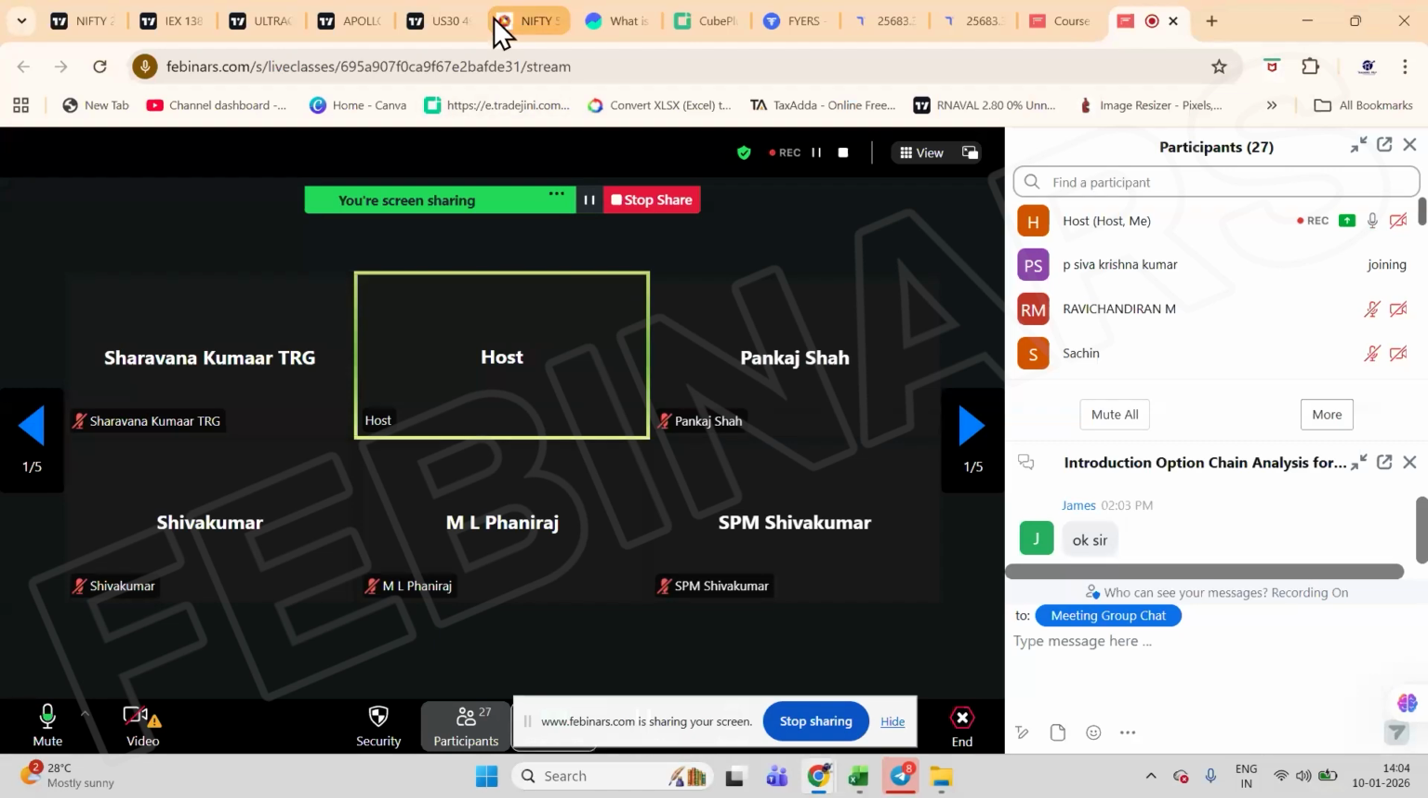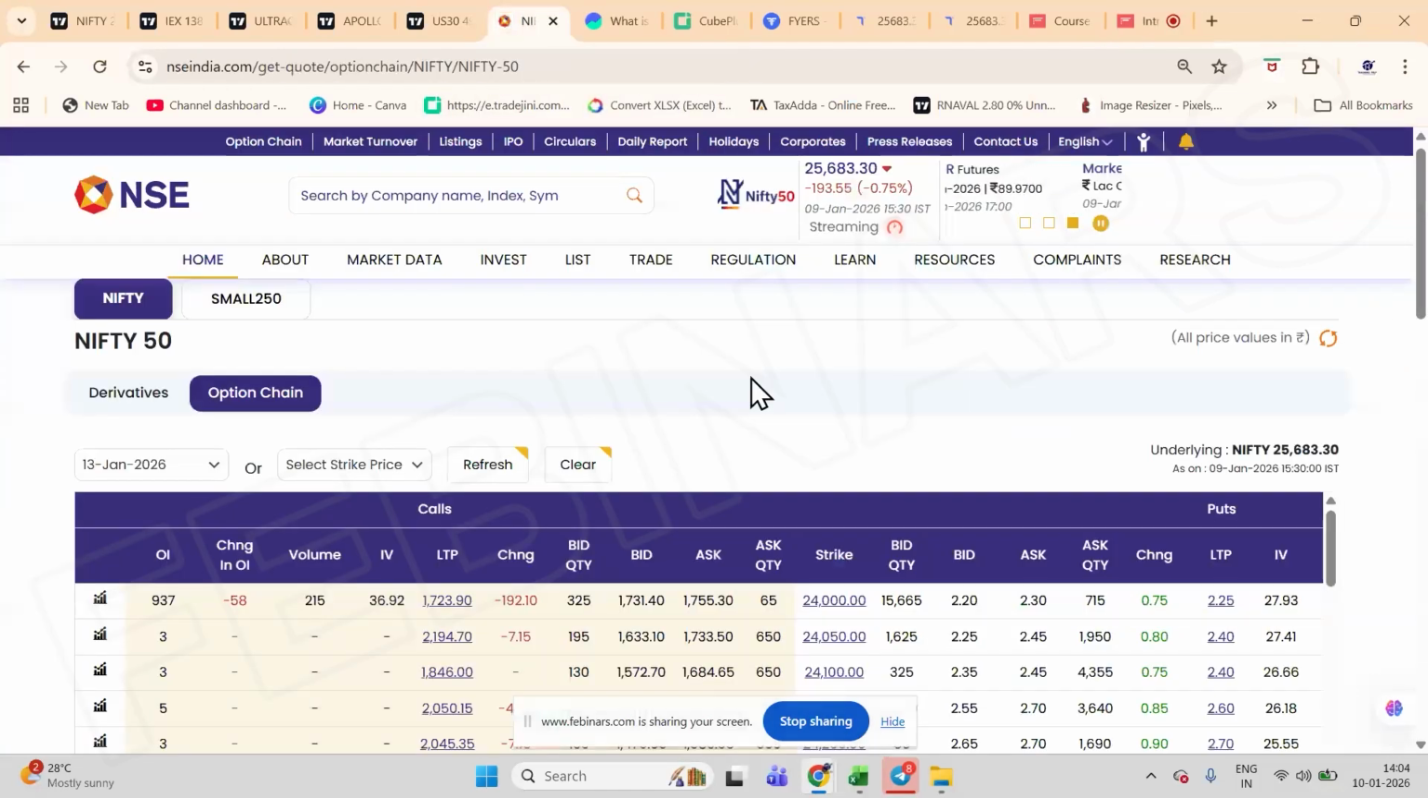Okay, guys, let's kickstart the session. Introduction to option chain analysis and the data. How the option chain analysis and open interest would help us interpret the basics of option chains.